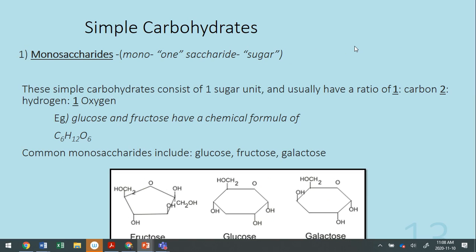Simple carbohydrates are just that. They're simple, meaning that your body can absorb them, break them down, and store them very easily. Okay, they're small. They usually consist of one monomer.